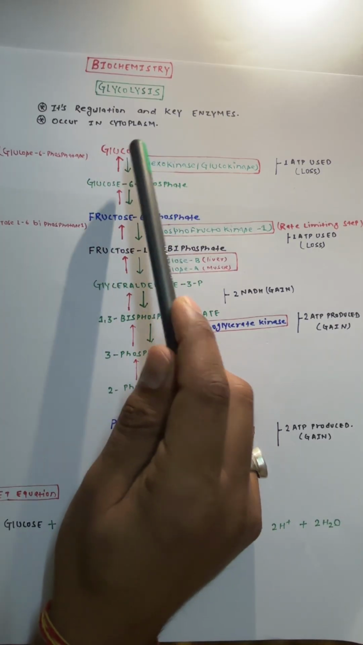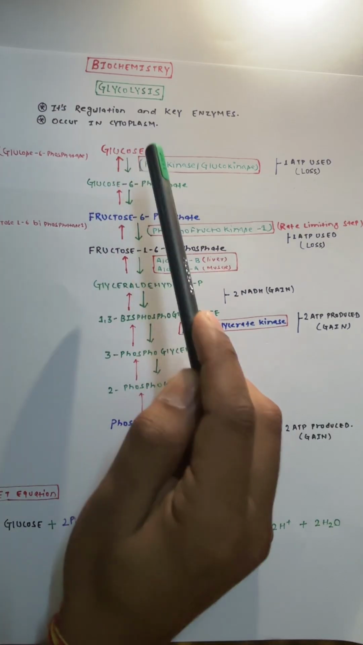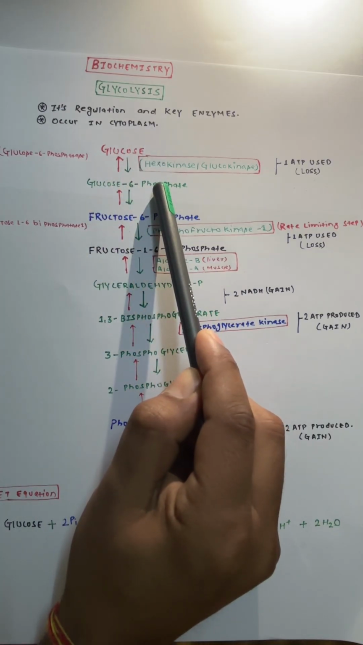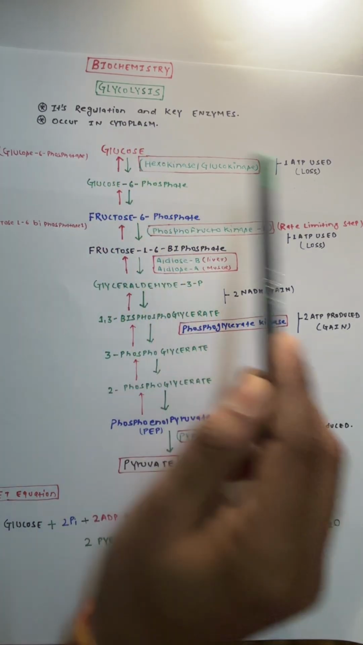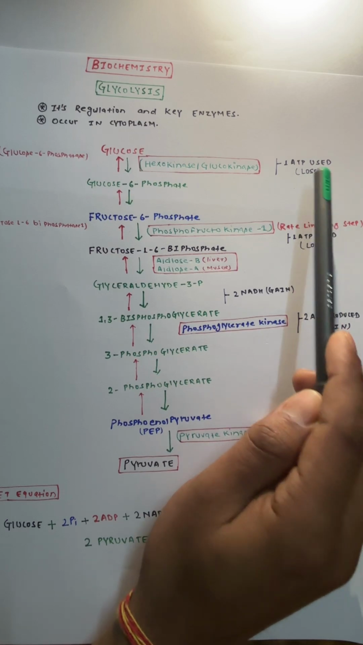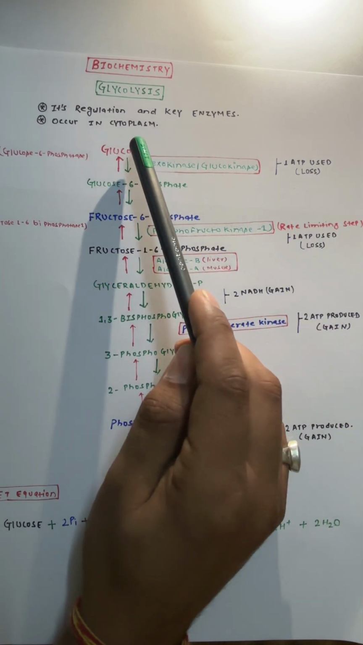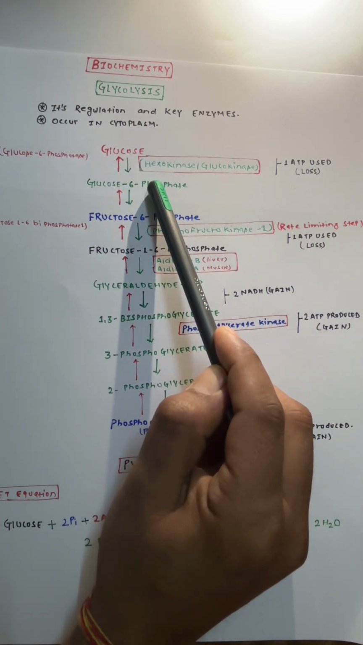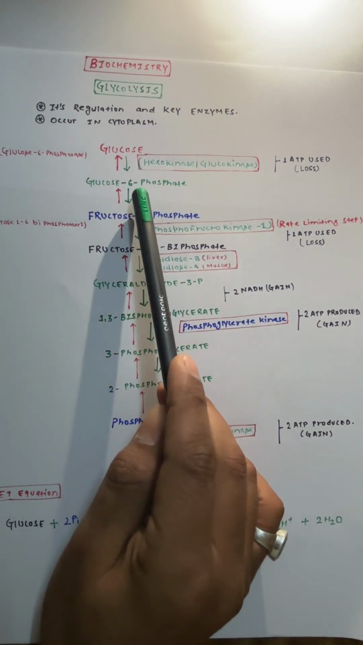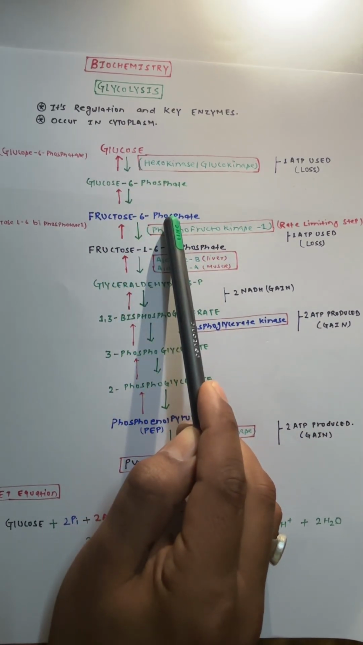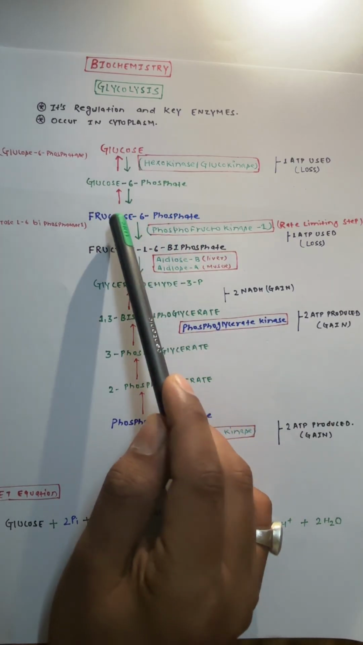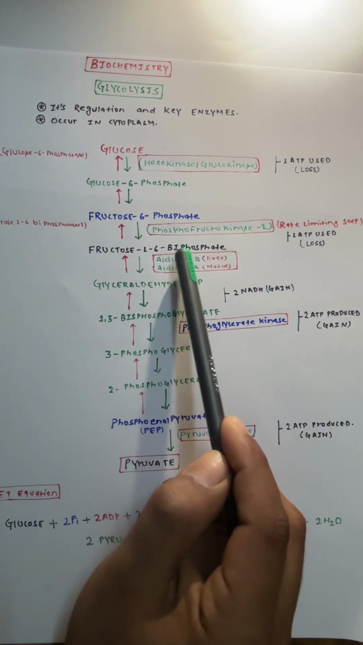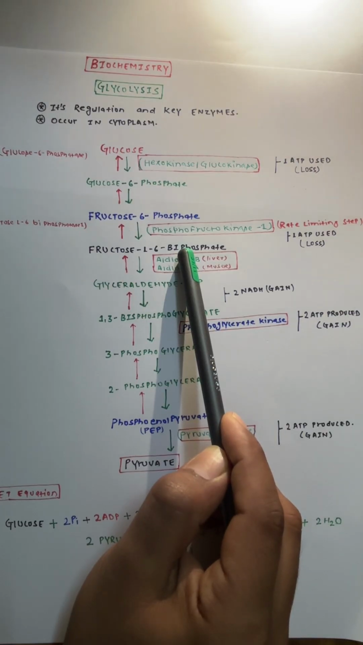After adding one phosphate, glucose is converted to glucose 6-phosphate, and during this step we are losing one ATP. It means one ATP is used to convert glucose to glucose 6-phosphate. Now this glucose 6-phosphate is getting converted to fructose 6-phosphate. After that, fructose 6-phosphate is converted to fructose 1,6-bisphosphate.